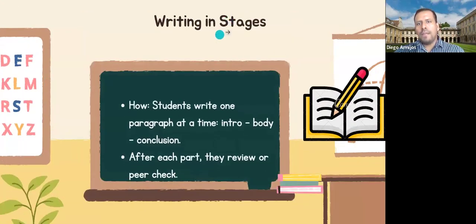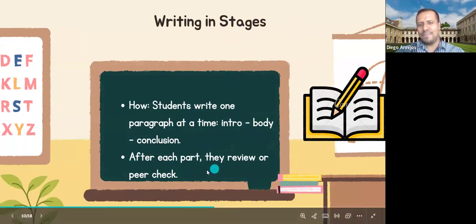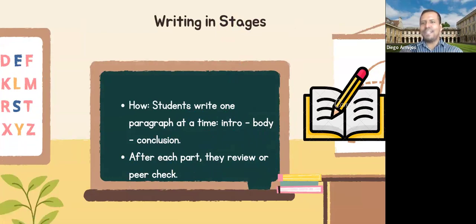Now we have writing in stages. How? Students write one paragraph at a time. It could be the intro, body, or conclusion. After each part, they review or peer check. That's amazing, right? Because different students write different things and they can share. One student reads and the other checks, they can give each other feedback, okay?